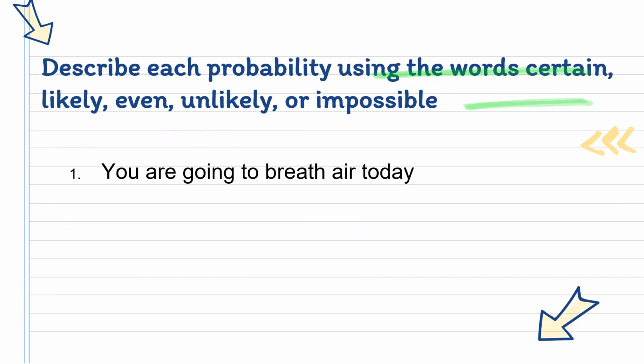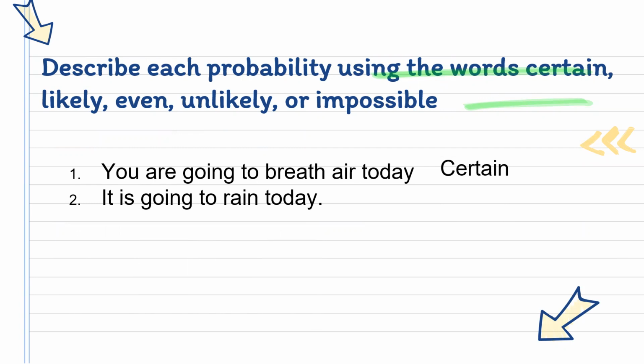Yes, this is certain, because all of us are breathing, right? We breathe air every minute, every second. Okay, next example. It is going to rain today.